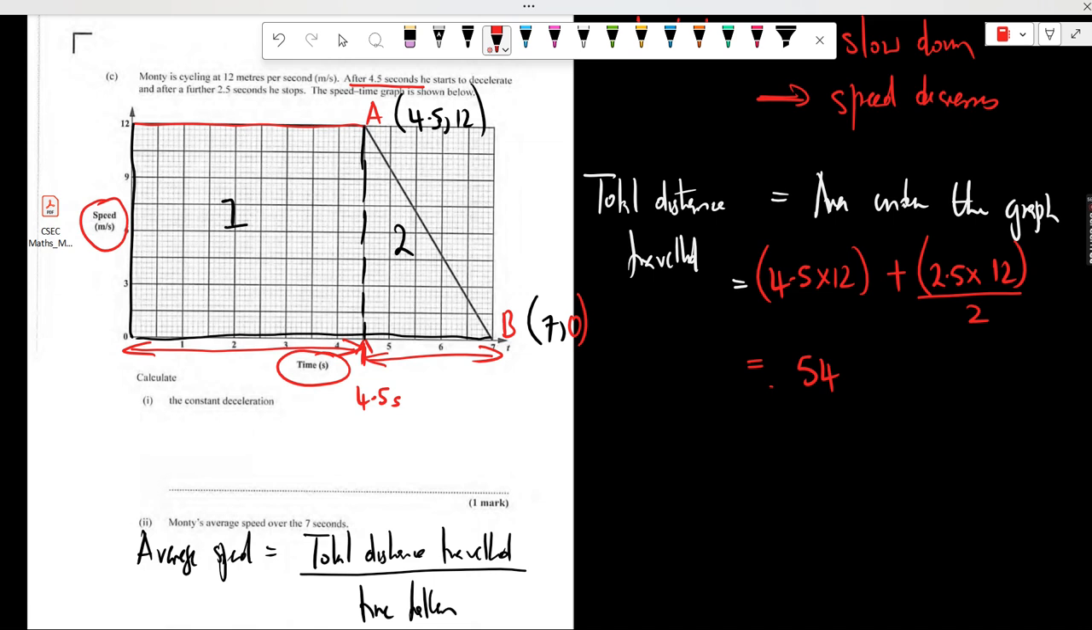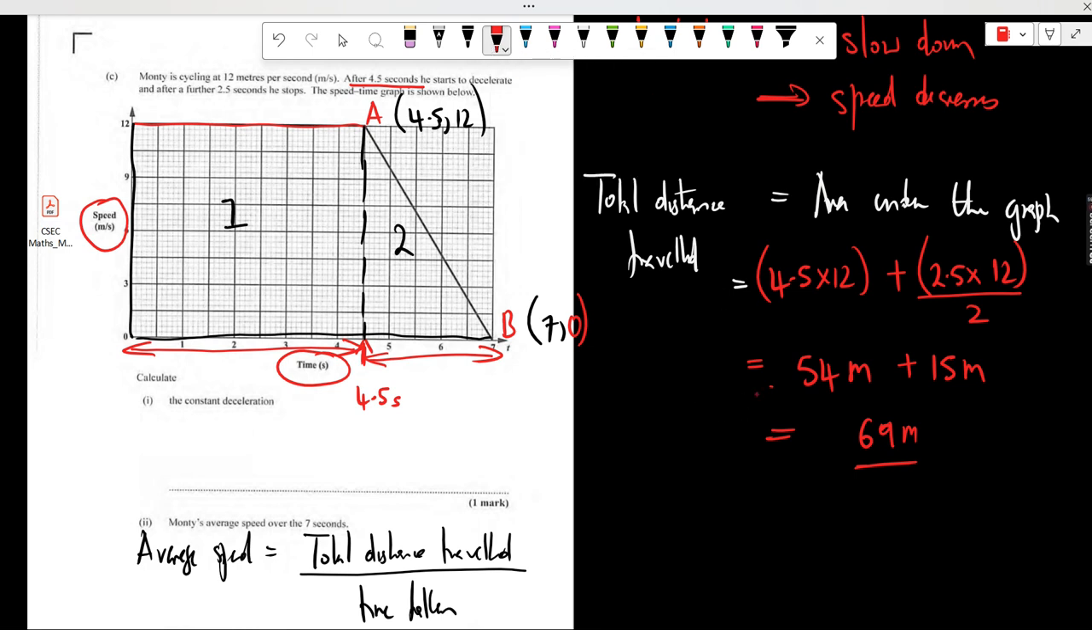We're talking about the area under a speed time graph. The area under a speed time graph gives distance traveled, typically in meters. This is 54 meters, not meters squared. And then this, of course, is 2.5 times 6, which is 15 meters. When we add those two, that gives us 69 meters. So the total distance traveled is 69 meters.